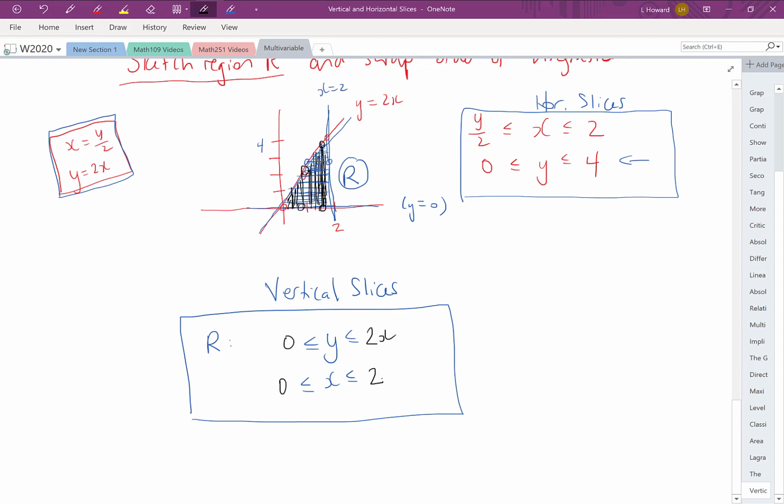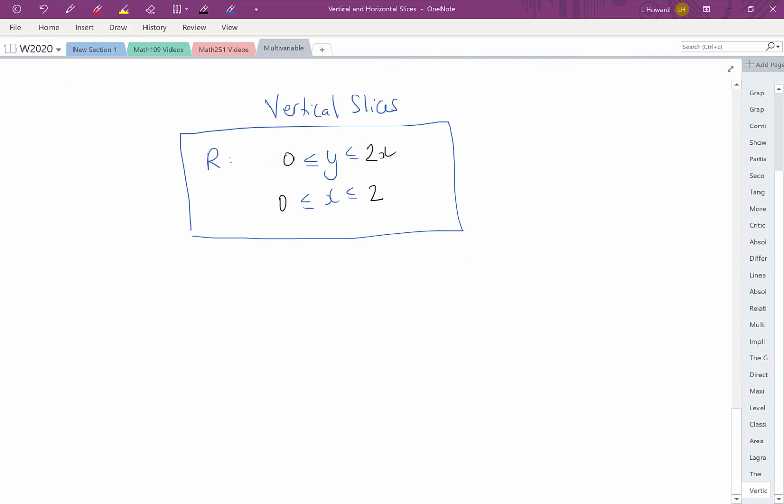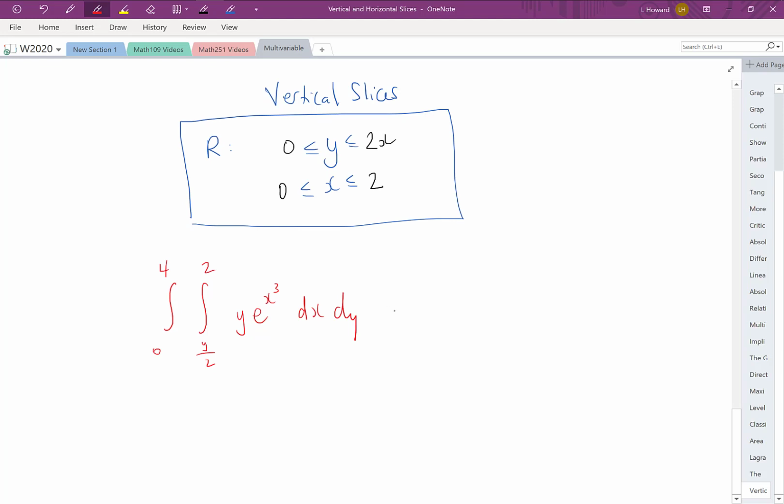So that gives us our limits of integration if we were to reimagine this using vertical slices. All right, so I'm going to write down the integral that we were given in the problem. So it's the double integral from 0 to 4, from y over 2 to 2, y e to the x cubed, dx dy.